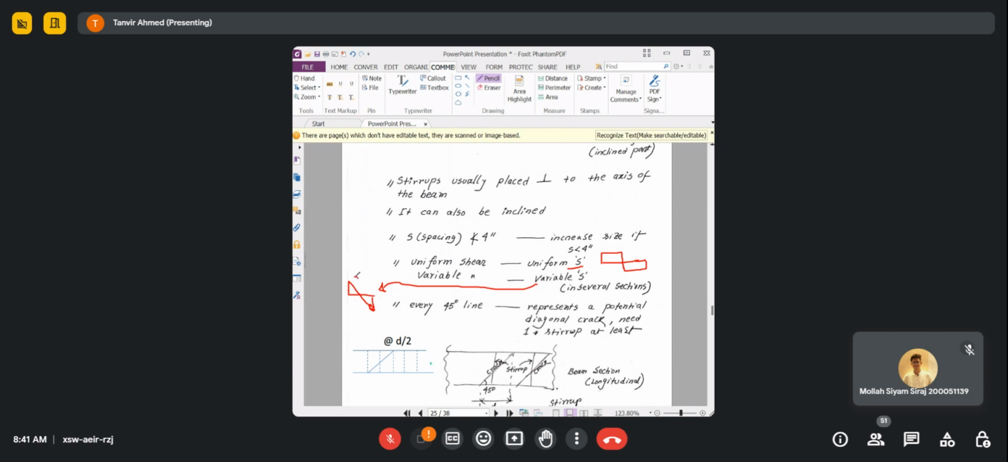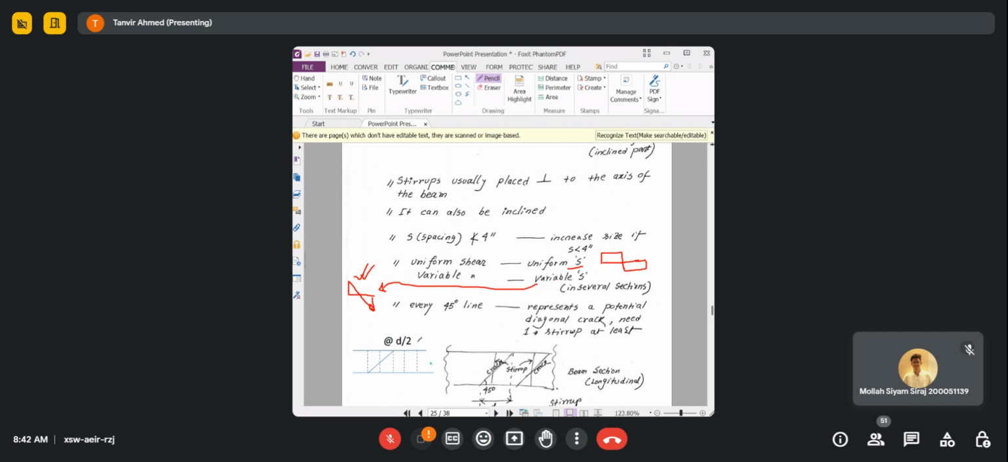Obviously this one is more common because normally in regular structures you have uniformly distributed load. You have at least your self weight and other dead loads, which in most cases are uniform in nature. So in most cases, the cost effective way will be to change the spacing. In other words, when the shear force is reducing, you can increase the spacing. When you increase the spacing, obviously you need less stirrup, and that will be more cost effective.